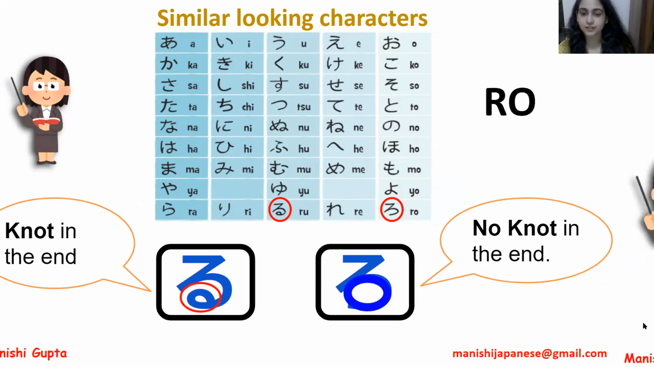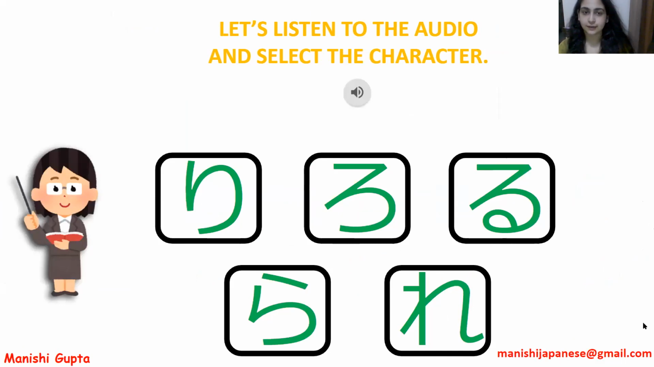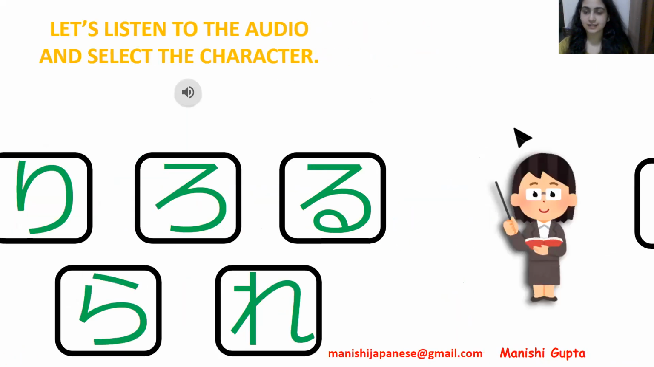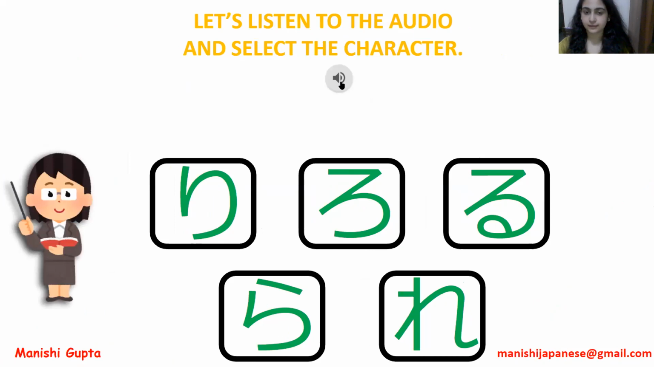Okay, so now let's do another quiz. I'll play the audio, try to figure out which character it is. Ru. So this one is Ru. And you know Ru is the one with the knot. So Ru. Next, Ra. So Ra has a stroke on top. So this one, Ra.